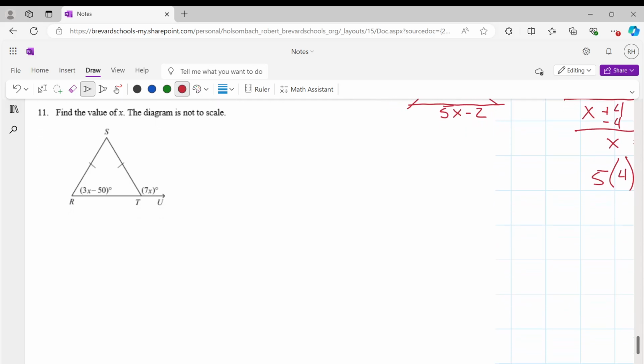All right, problem number 11, find the value of x. The diagram is not to scale. Again, an isosceles triangle. If two sides of a triangle are congruent, then the angles opposite those sides are congruent. So this angle in here, this angle STR, is equal to 3x minus 50. The angle next to it, the 7x, those two make a linear pair. So they sum to 180.